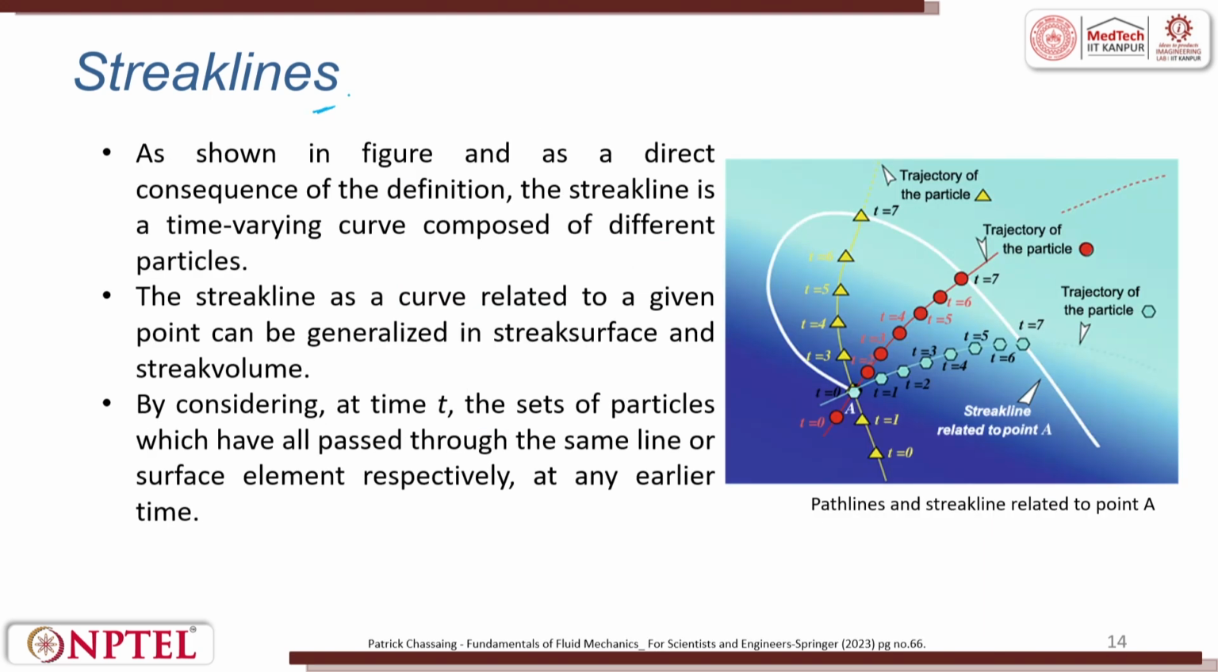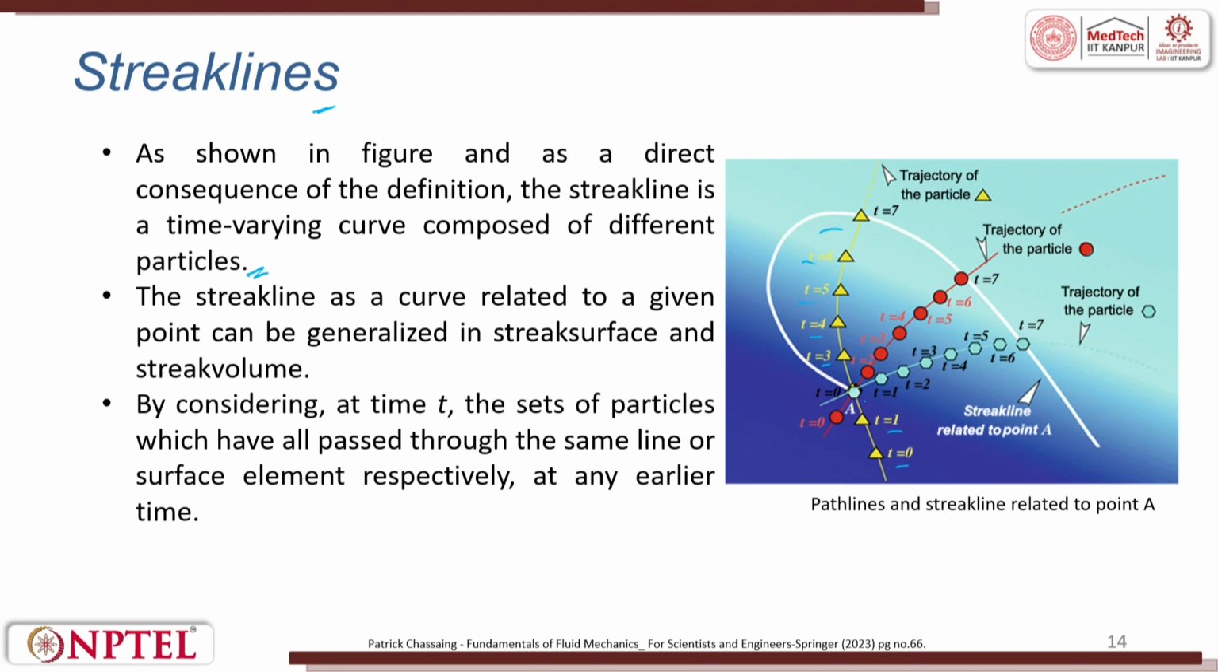Streak lines, as shown in the figure, and as a direct consequence of the definition, the streak line is a time varying curve composed of different particles. You can see here at t equal to 0, 1, 2, 3, 4, 5, 6, 7 at the trajectory, you can see at varying time intervals.